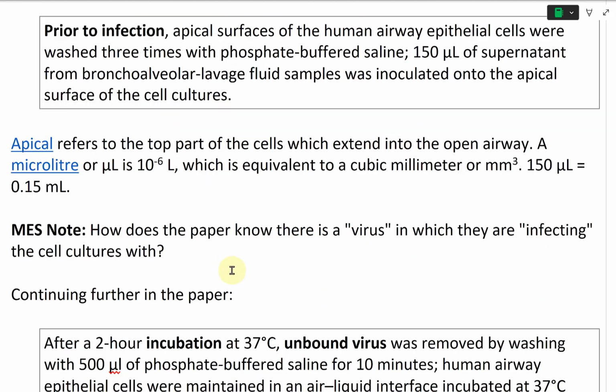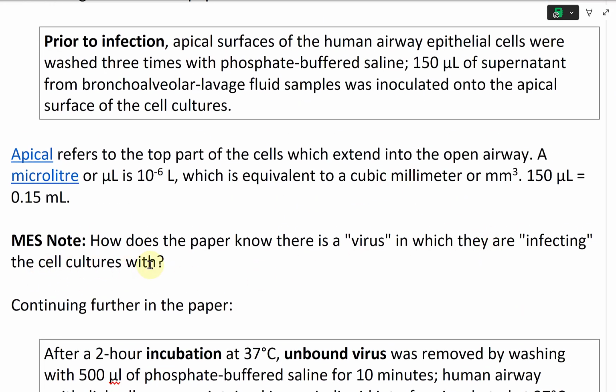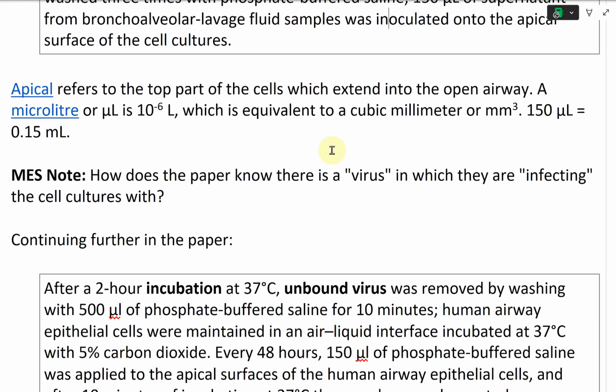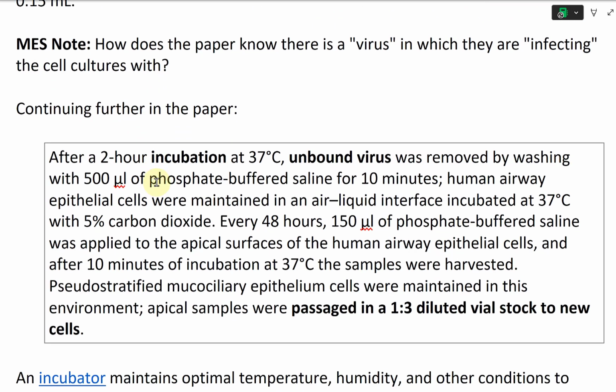All right, so a note: how does the paper know there is a "virus" with which they are infecting the cell cultures? So they just take from these fluid samples the supernatant, and then place it onto these cultures, onto the apical surface of these cultures. So they make the cultures, then take the supernatant and inoculate it onto the top of the cell cultures. How do they know? That's a good question. All right, so now continuing further on the paper.